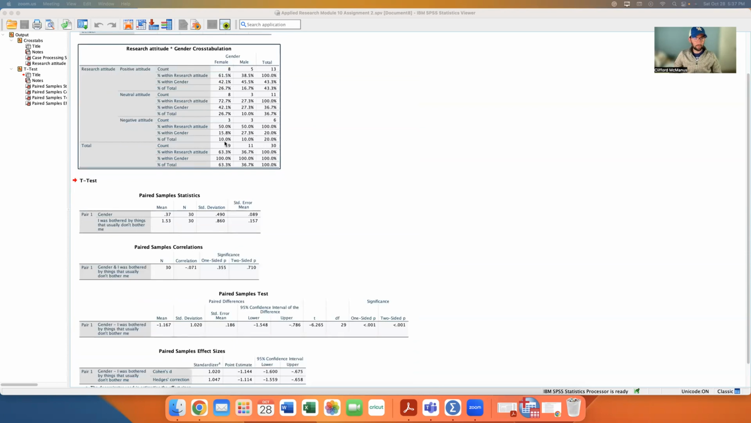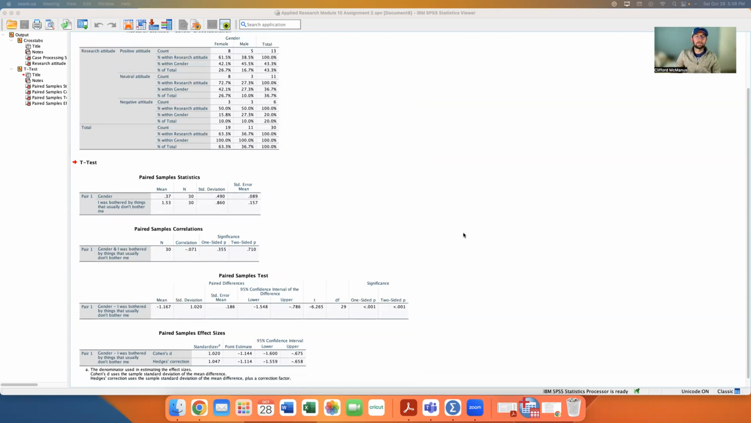Skip on down here to negative attitude. You'll see that as far as total respondents and gender, it was actually equal, with just this subsample of 6 too, of 6 as well. So this shows more females had a positive attitude, less males had a positive attitude. More females felt neutral about it, less males felt neutral about it when you take the sample as a whole.